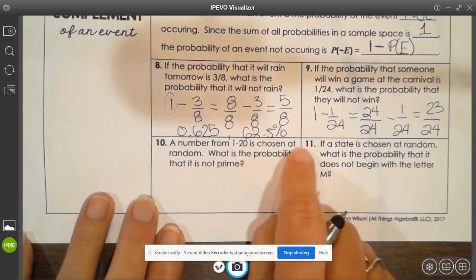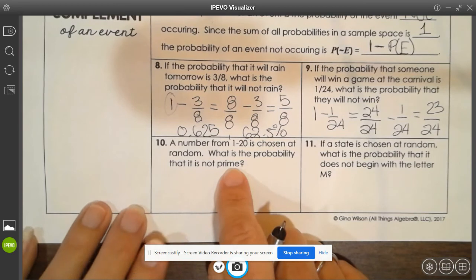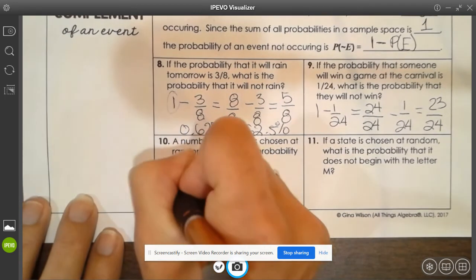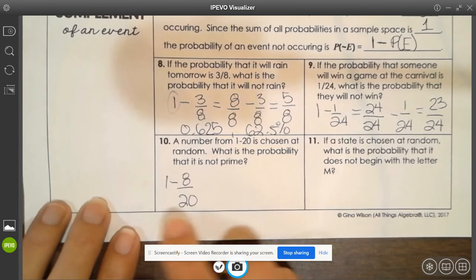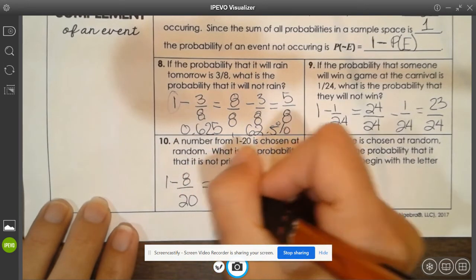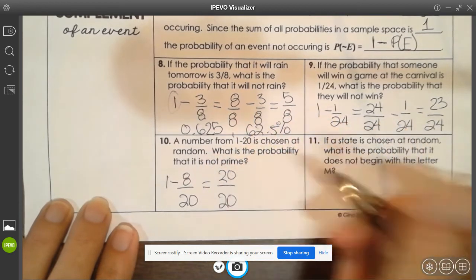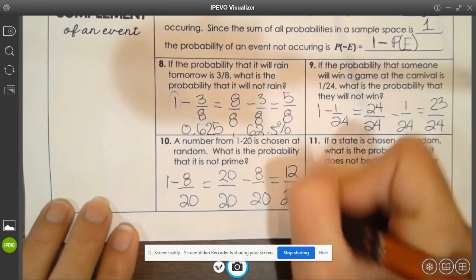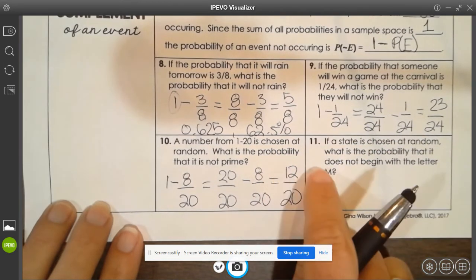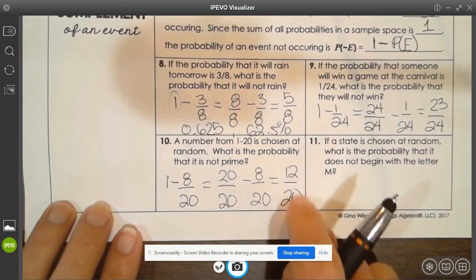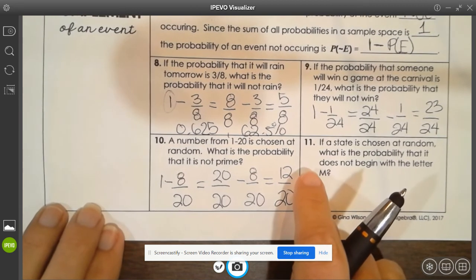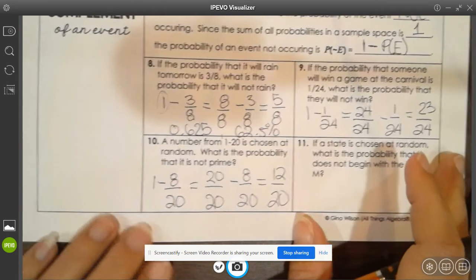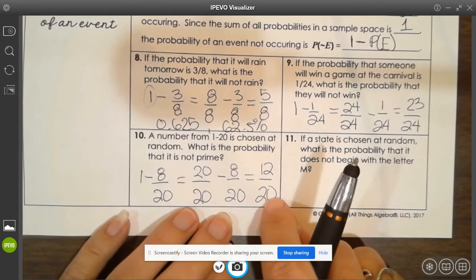A number from 1 to 20 is chosen at random. What is the probability that it's not prime? So we need to know how many prime numbers there are between 1 and 20. I already know there are 8. So that's 1 minus 8 over 20, right? And then, well, we do the same thing. We grab that denominator, 20 over 20 minus 8 over 20 equals 12 over 20. Now you gotta simplify this, right? So that's 6 over 10. Well, you can still simplify. That would be 3 over 5 actually.